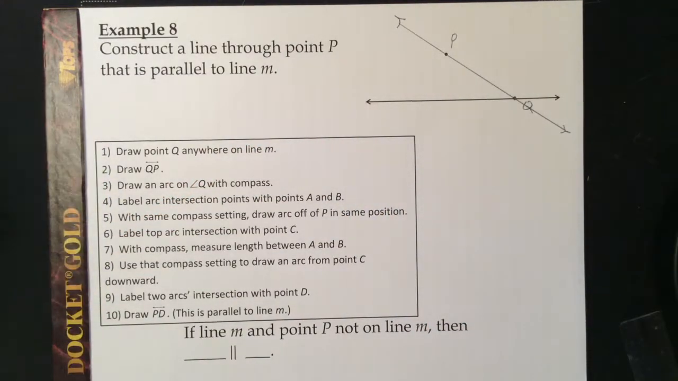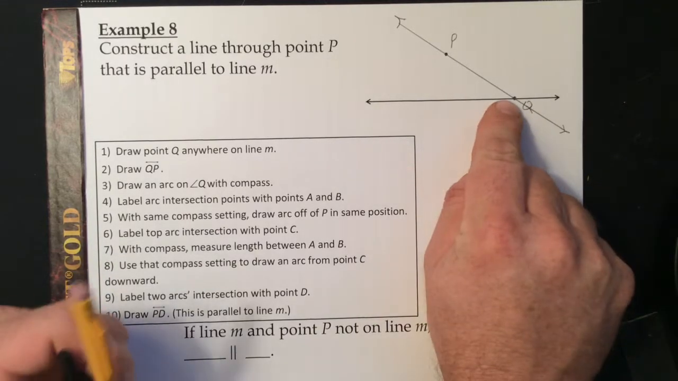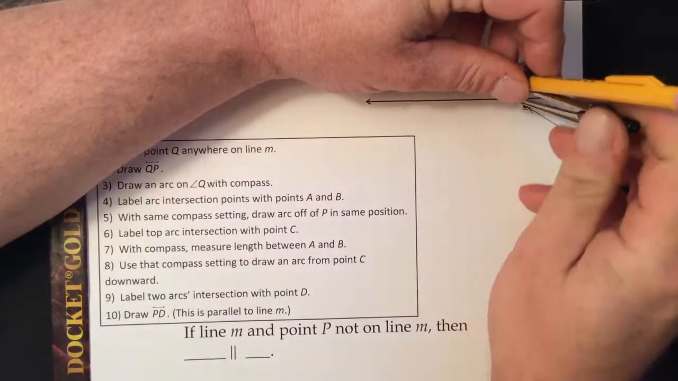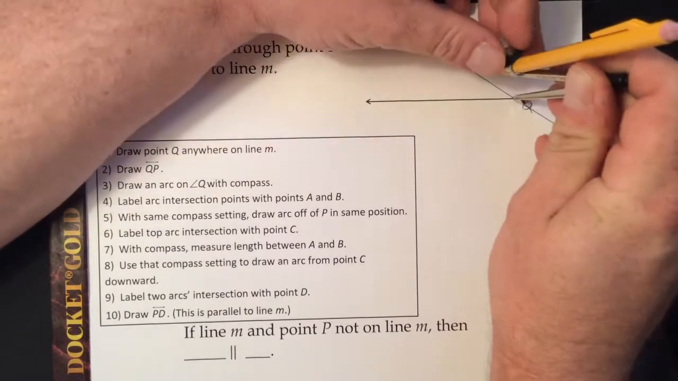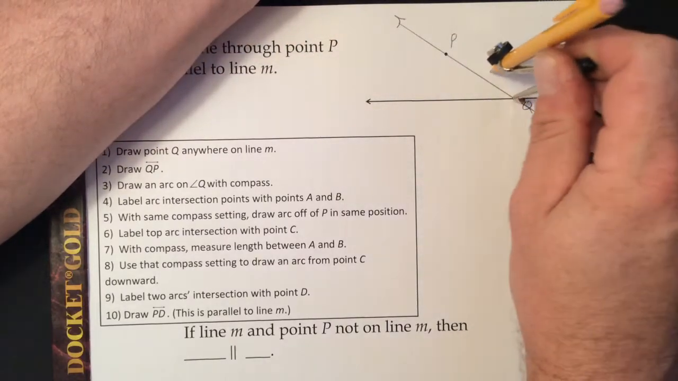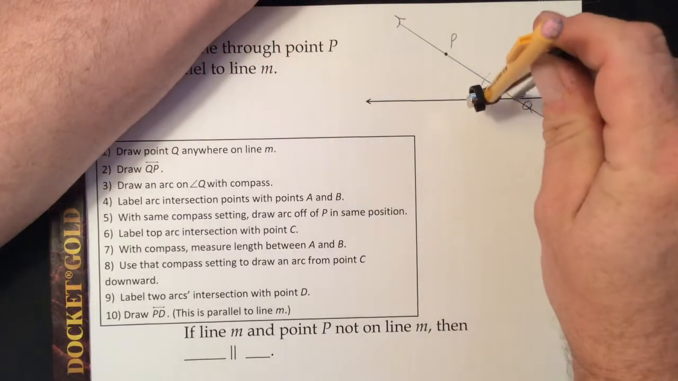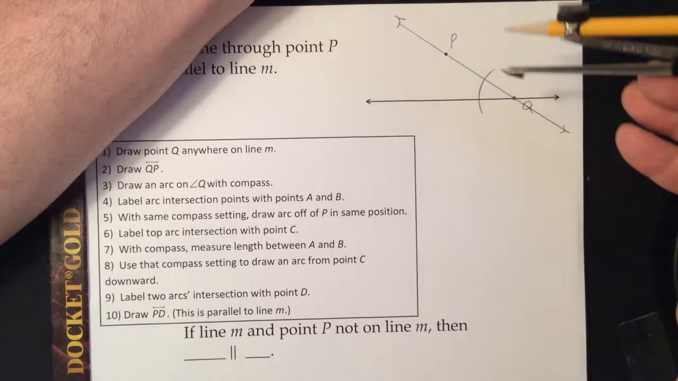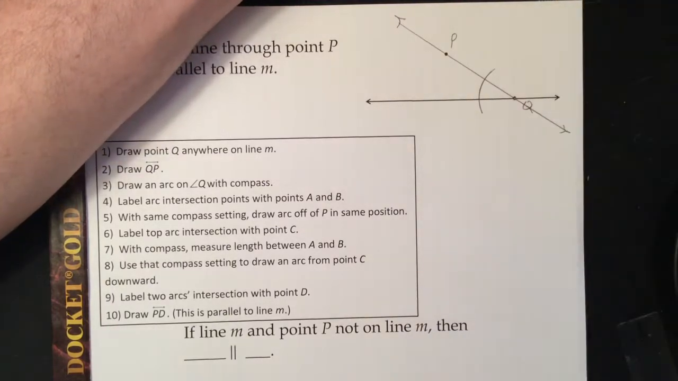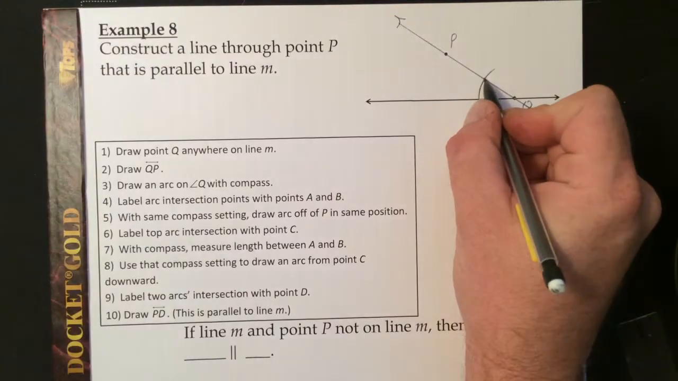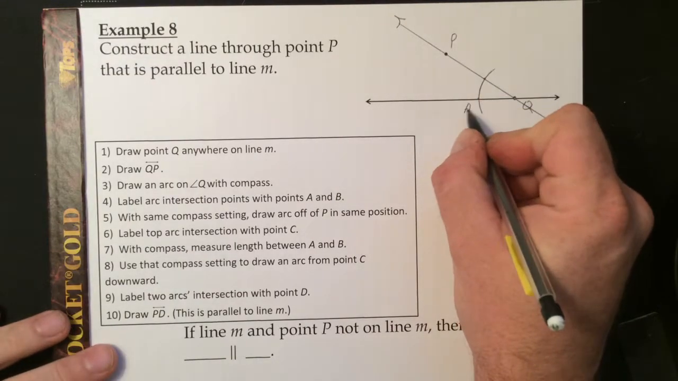Step 3, draw an arc on angle Q with compass. So this angle right here, I'm going to take our compass, put the point of the compass on Q, go up toward P. You can set it anywhere you want. I just wouldn't go too far up. Maybe about like that. Draw an arc. Make sure it goes through both of those lines. Okay, like that. Keep the setting on your compass. We're going to label these intersection points with the arc and the two lines, A and B. So I'm going to let this one down here be A, and this one up here be B.